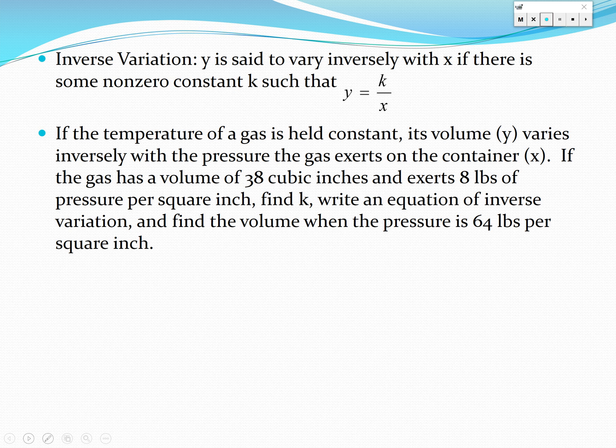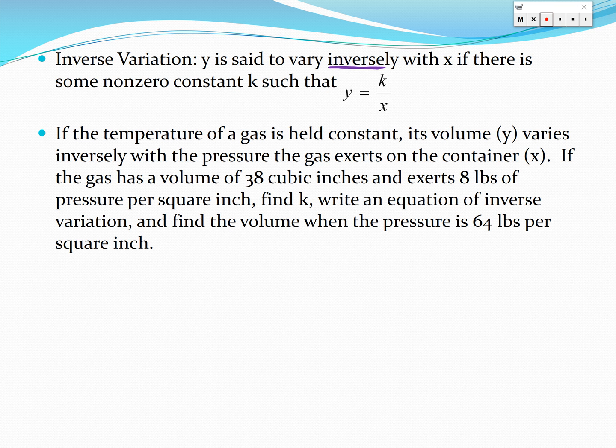The other type of variation that we can come across is called inverse variation. Y is said to vary inversely with x if there is some non-zero constant k such that y equals k divided by x. So instead of k times x, we have the inverse of multiplying by x. We divide by x. So it varies inversely. We've multiplied by the inverse of x, which would be 1 over x. That's why we see our x in the denominator.